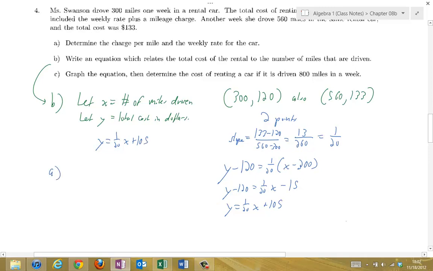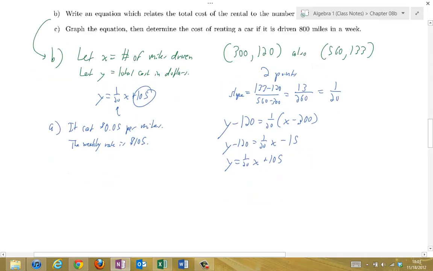Let's go to part A. The charge per mile. The charge per mile would be that thing. What is the cost per mile? What is 1/20th of a dollar? 1/20th of a dollar would be 5 cents per mile. The weekly rate means if you don't drive any miles, how much do you have to pay anyway? That would be this thing. The weekly rate is $105.